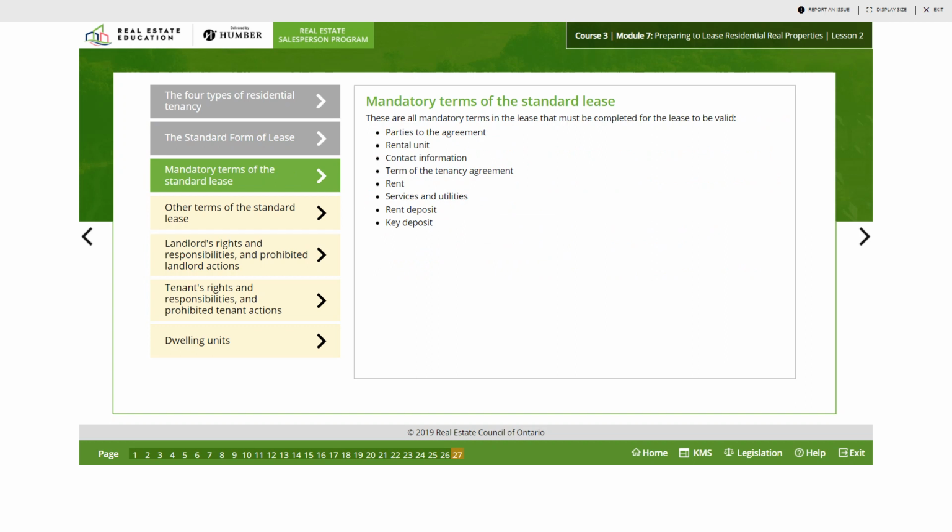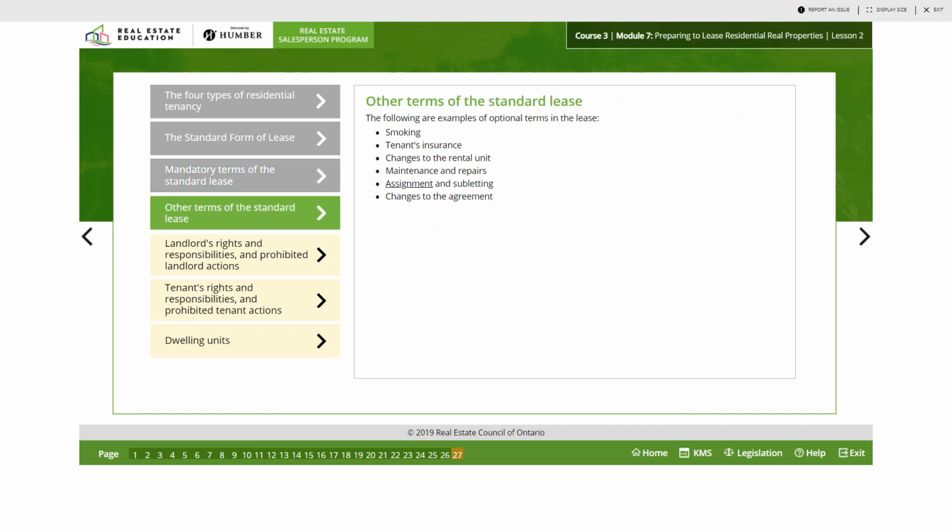All the mandatory terms in the lease that must be completed for the lease to be valid are the parties to the agreement, a rental unit, contact information, term of the tenancy agreement, rent, services and utilities, rent deposit, and key deposit. Other terms of the standard lease. The following are examples of optional terms in the lease: smoking, tenant's insurance, changes to the rental unit, maintenance and repairs, assignment and subletting, and changes to the agreement.